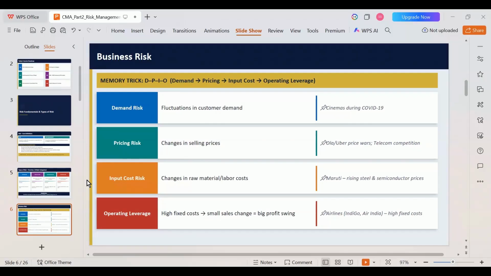Then comes operating leverage. If we have high fixed costs, they scale small sales changes, so obviously profit will slow down if you're focusing on higher fixed costs. So these are some of the business risks that might emerge.